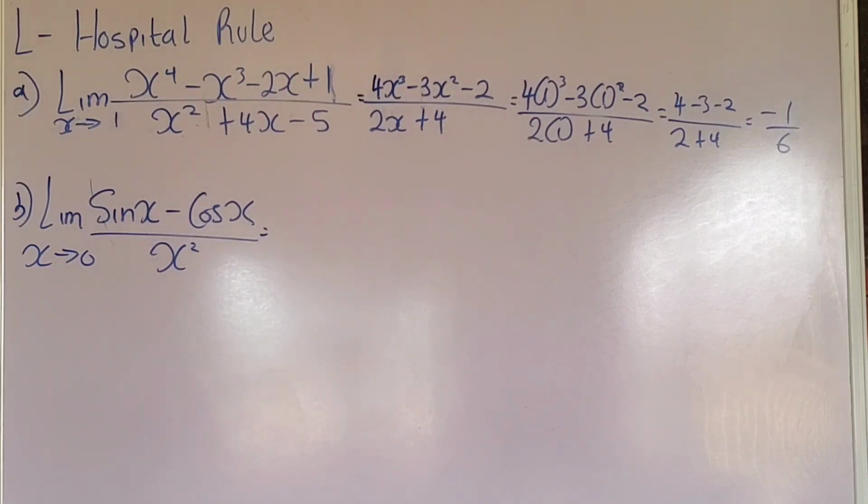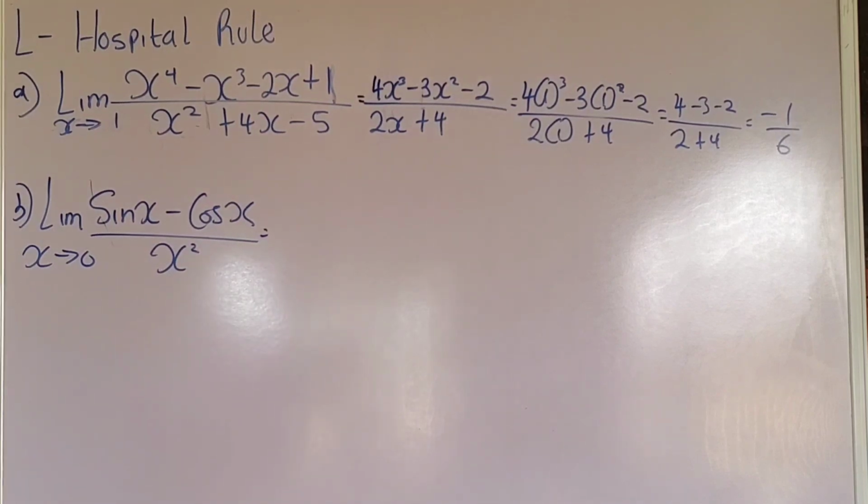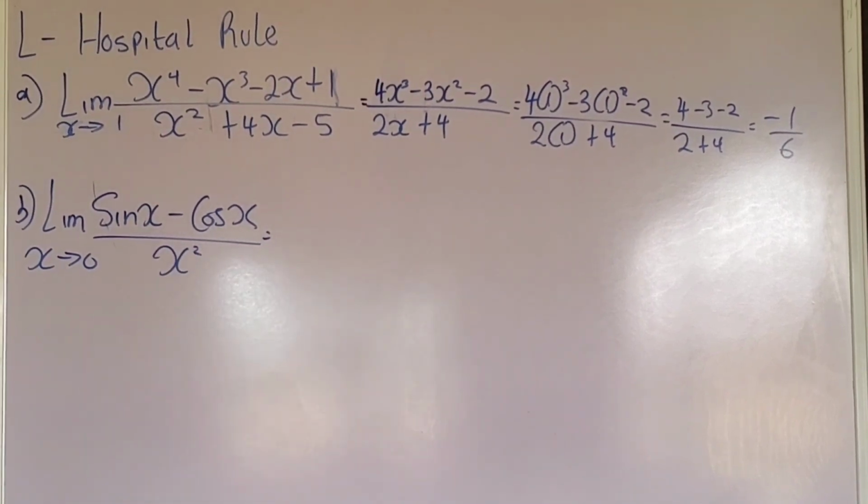If you substitute the value of x as 0, sin 0 will give us 0, and cos 0 will give us 1. So we are going to have negative 1 all over 0. So in that case, we have to use L'Hospital rule, you understand? This kind of function, you can easily differentiate the numerator and the denominator. And that's what I'm going to do now. Okay, this is what I mean.